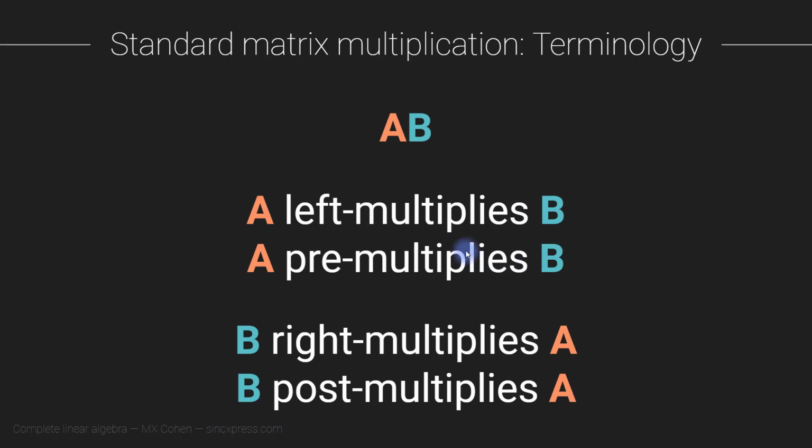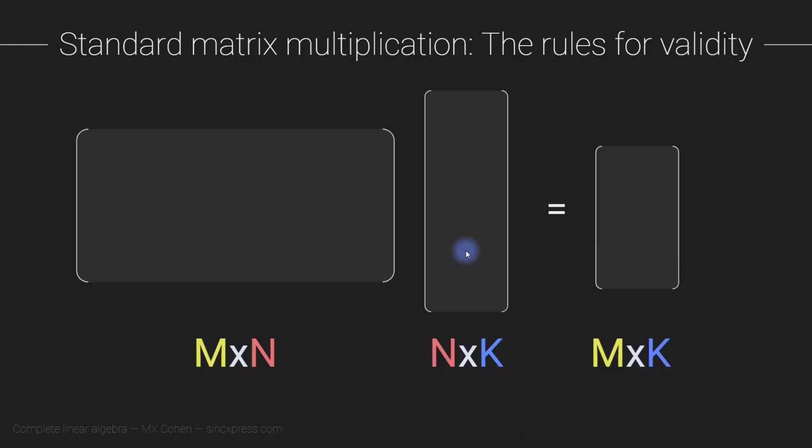Okay, so this is about the terminology. And now let's get to the rule, the rule of when matrix multiplication is even valid. To determine whether two matrices even can be multiplied, what you have to do is line them up like this. This is a visual, abstracted representation of a matrix. This is a different matrix. And then we write down their sizes. This would be an m by n matrix, so m rows and n columns. And this is an n by k matrix. So now there's n rows and k columns.